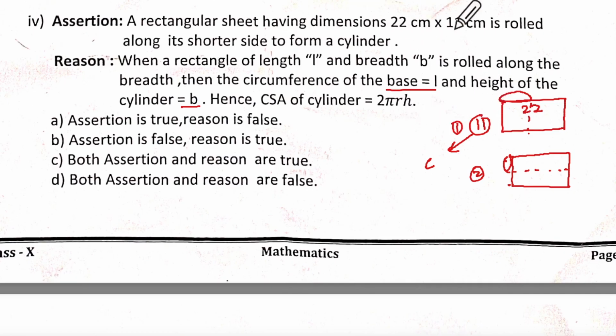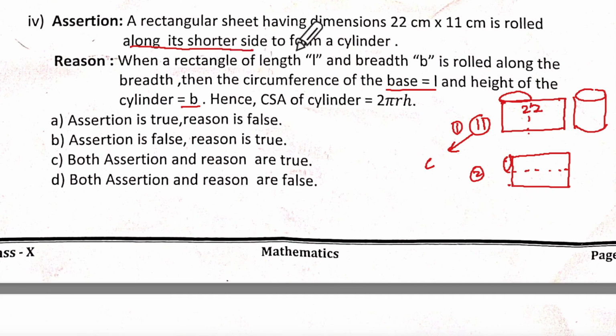Now this part, it is rolled along the shorter side. If I roll it this way, I'm rolling it along the longer side. If I'm rolling it, this point is coming here. Okay, so it will become like this, right? It will become like this, right? Then I have rolled it along the longer side. Okay, now okay with you?